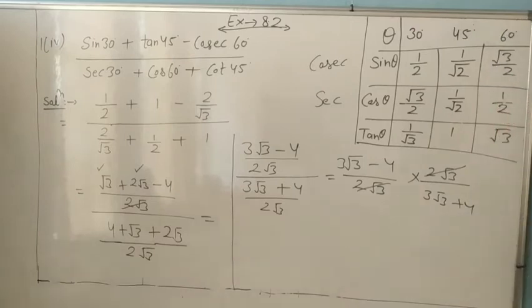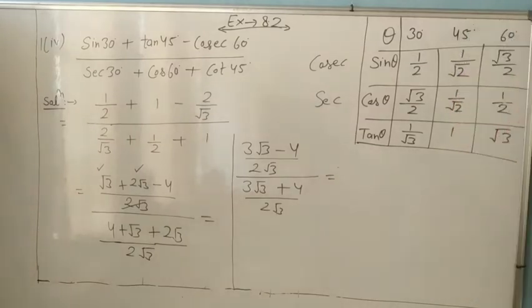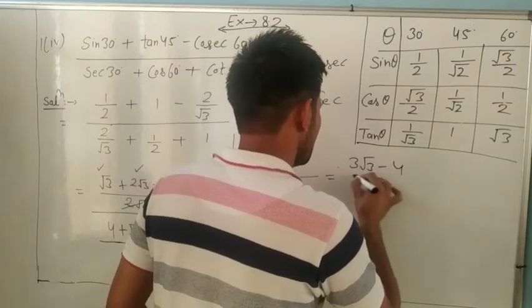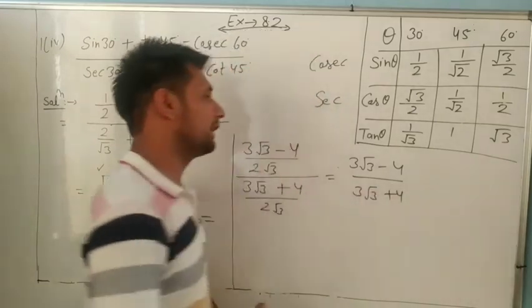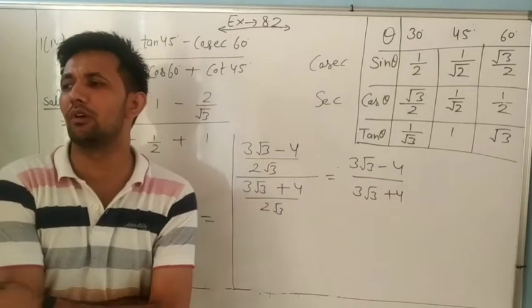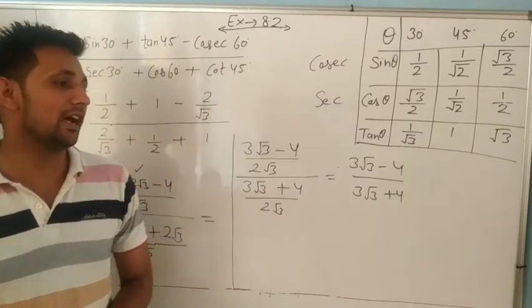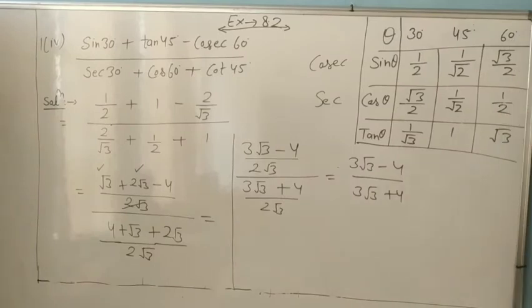So look here. Can I write directly? Yes, I can write it directly. If you cut like this, we can write directly: 3 root 3 minus 4 and 3 root 3 plus 4. Now we check. This is not among the given answers. Most students find till here and are scared: why is the answer not matching? So what will we do?